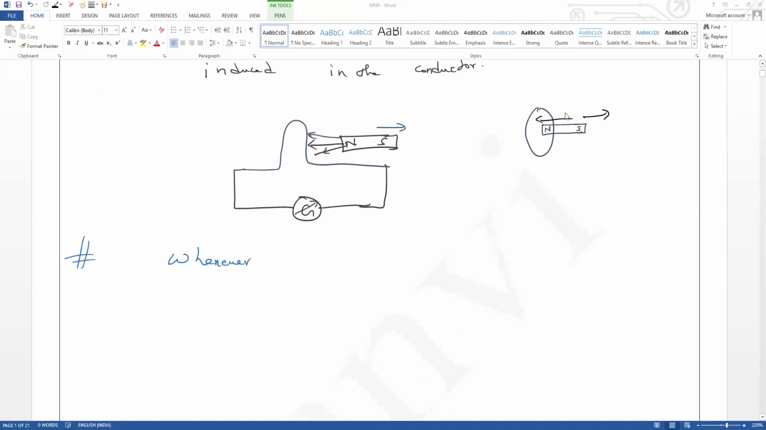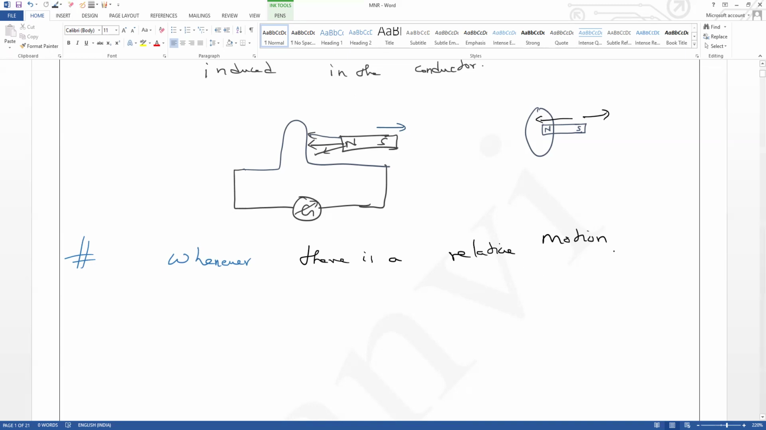Only when it is moving forward and backward, whatever the pole, I may pass the south pole or the north pole. If there is relative motion only, then EMF is induced in the coil, which means current is also generated. Imagine I have a coil and I kept a magnet inside; no current is induced, no EMF is generated. Only relative motion.